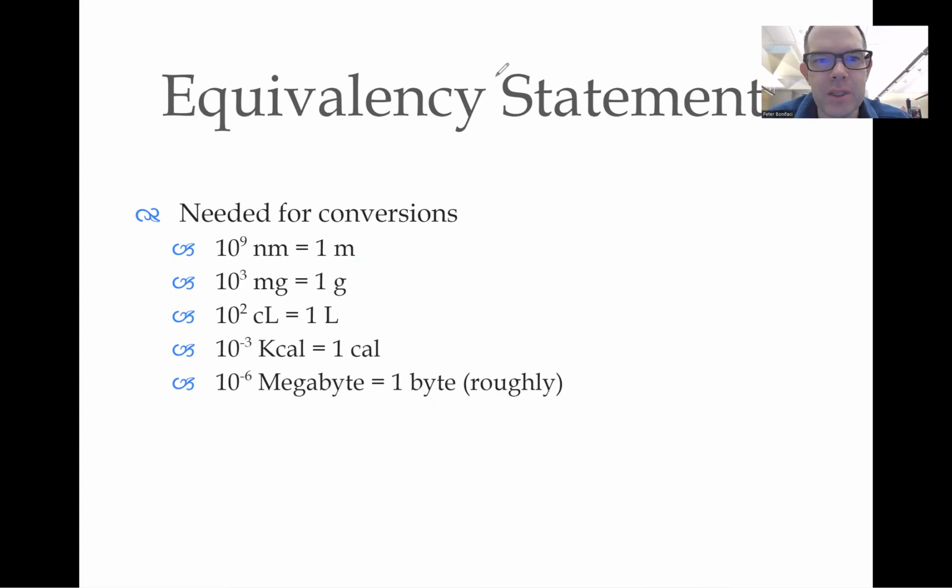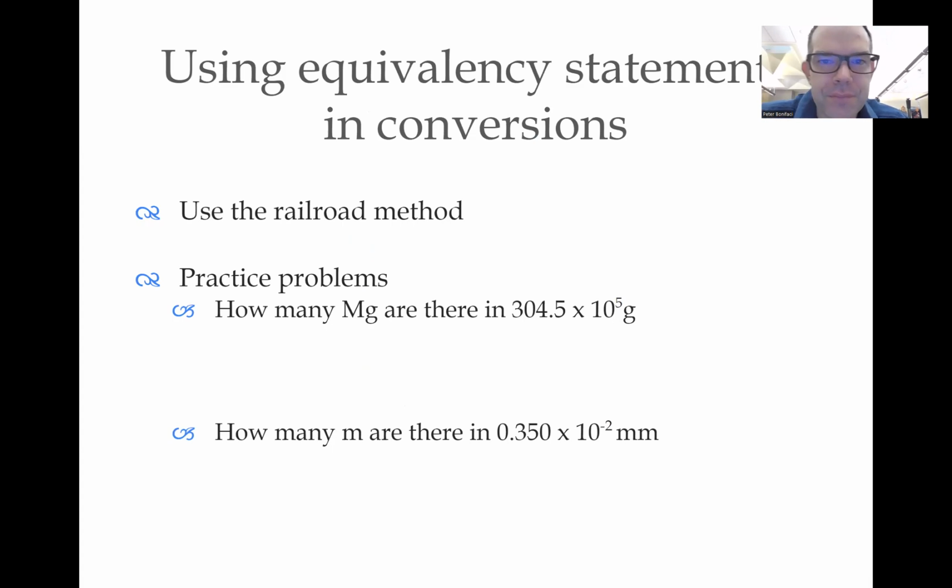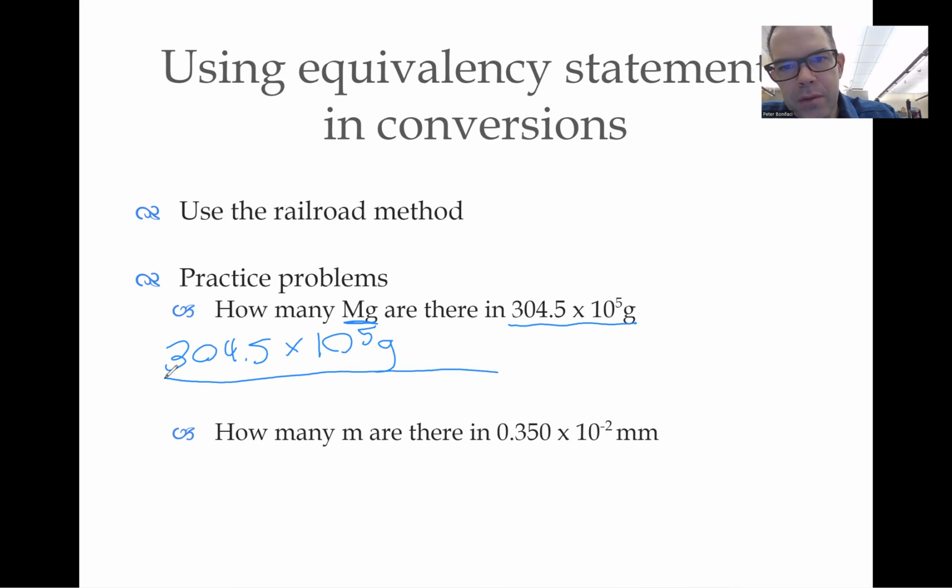Let's get to the practice problems. They're on the next page. Okay, this is just so we can refer back to. Here we go. So our first problem here is we're trying to figure out how many megagrams are in this many grams. You're going to set up the railroad every single time. So let's set up the railroad together. We copy the number over: 304.5 times 10 to the 5th grams. Then we railroad it. Now you ask, what are you getting rid of? Well, we're getting rid of grams, and we're going to megagrams.